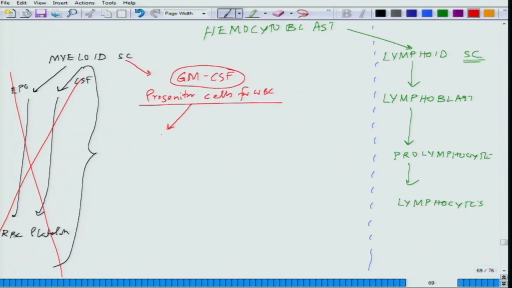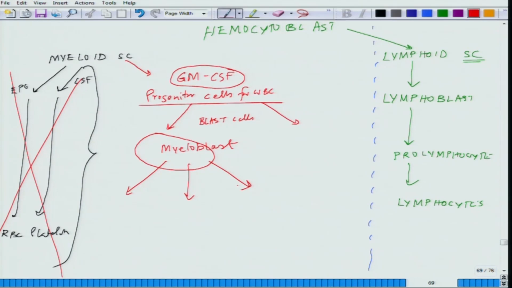One part, which they all fall under, is called blast cells. These are called myeloblast. This myeloblast further forms 3 kinds of myelocytes. These myelocytes then form something called band cells, and these band cells form 3 different white blood cells.